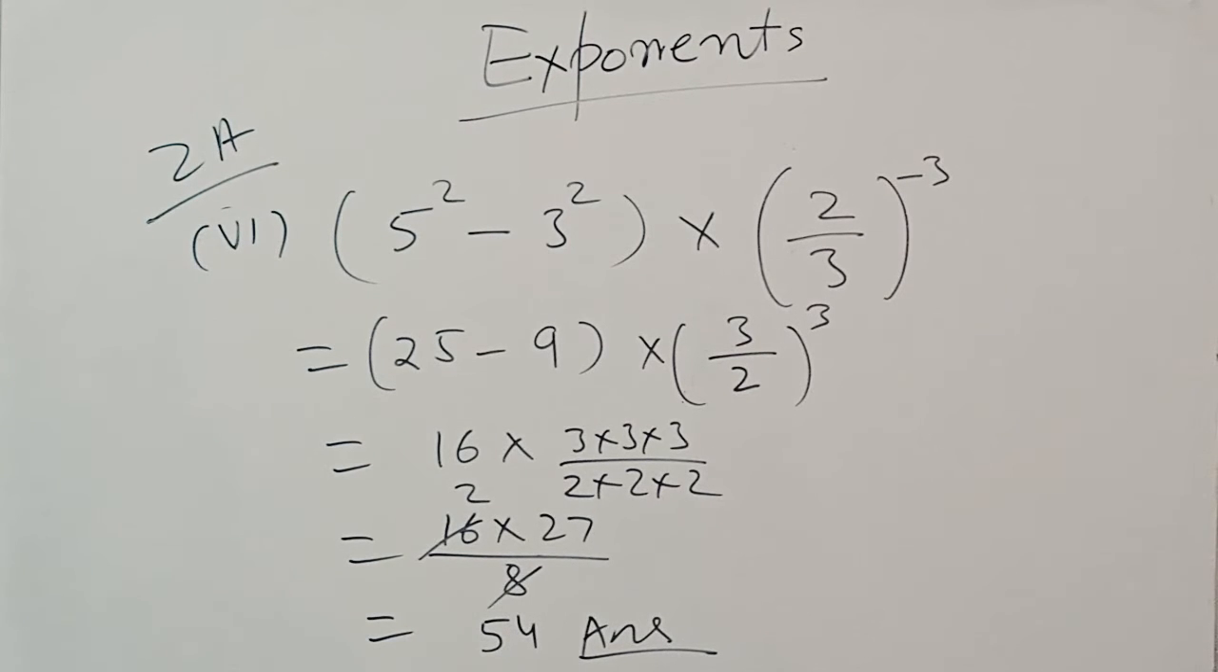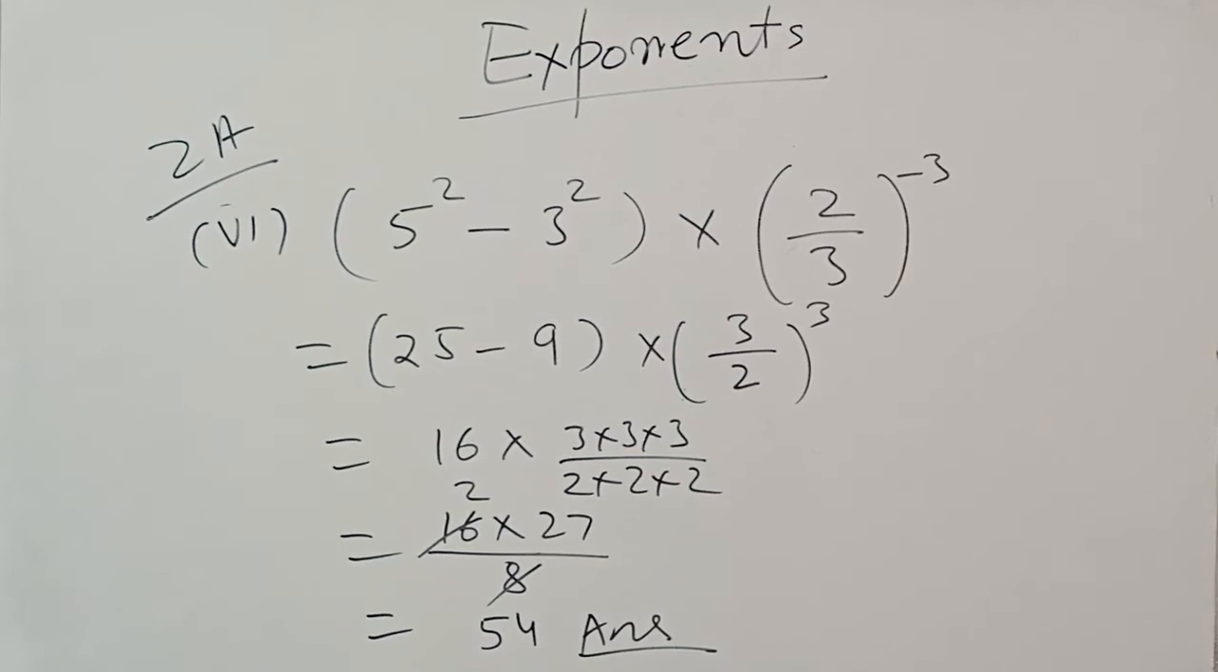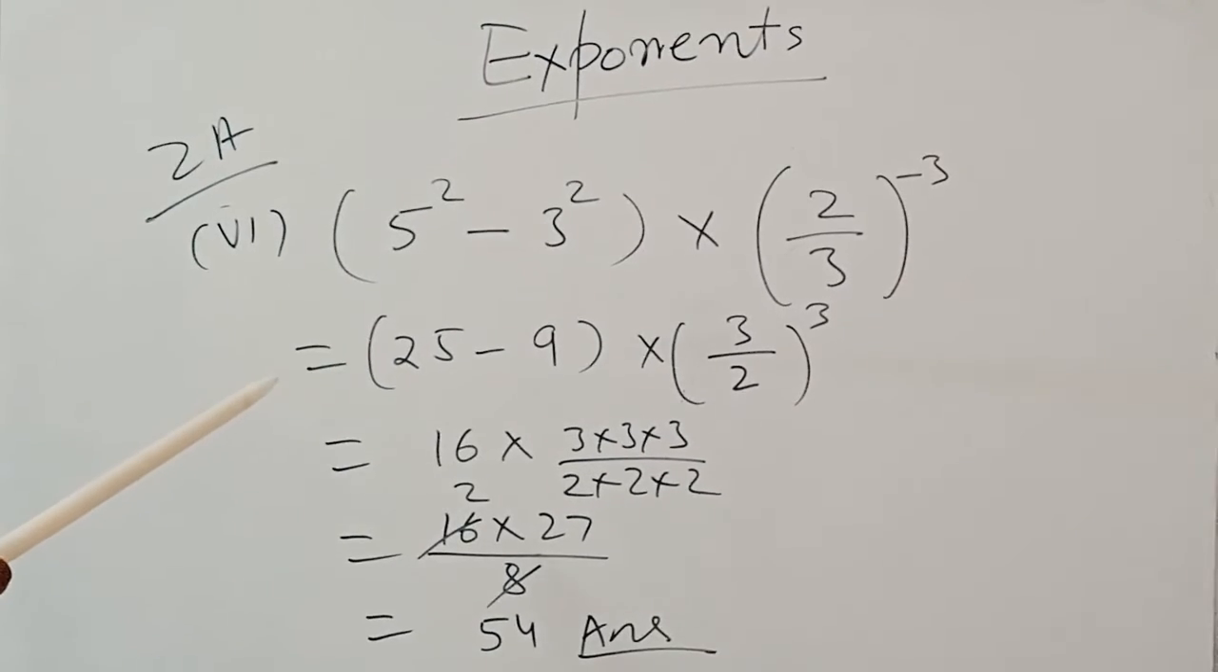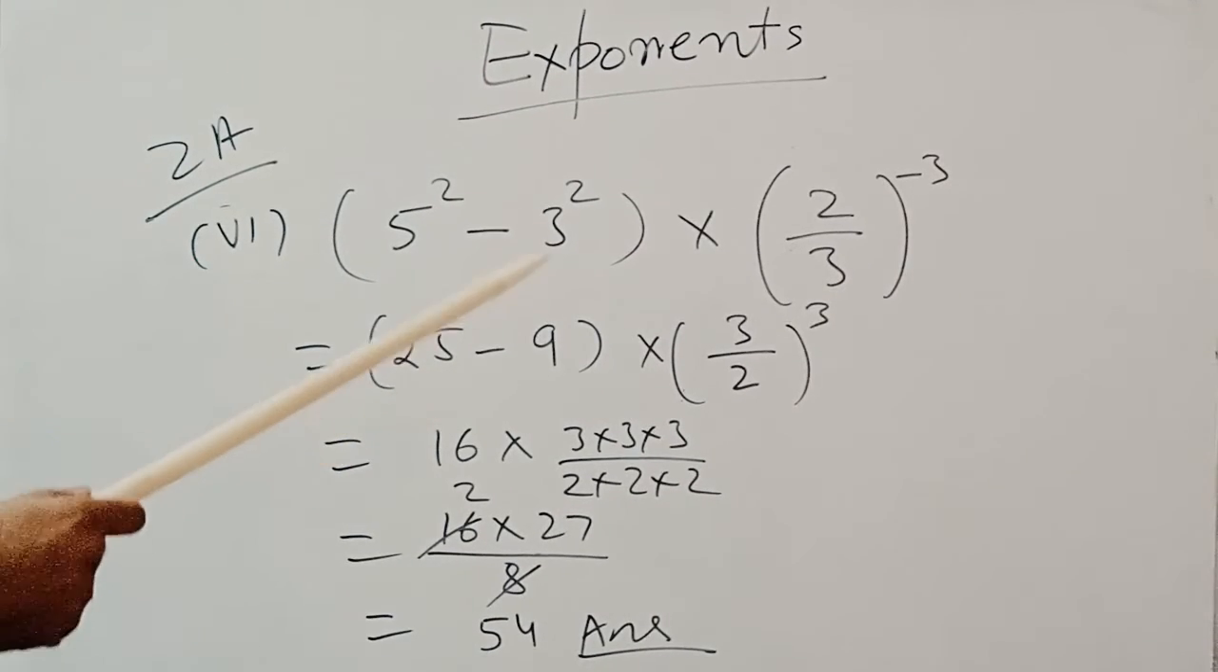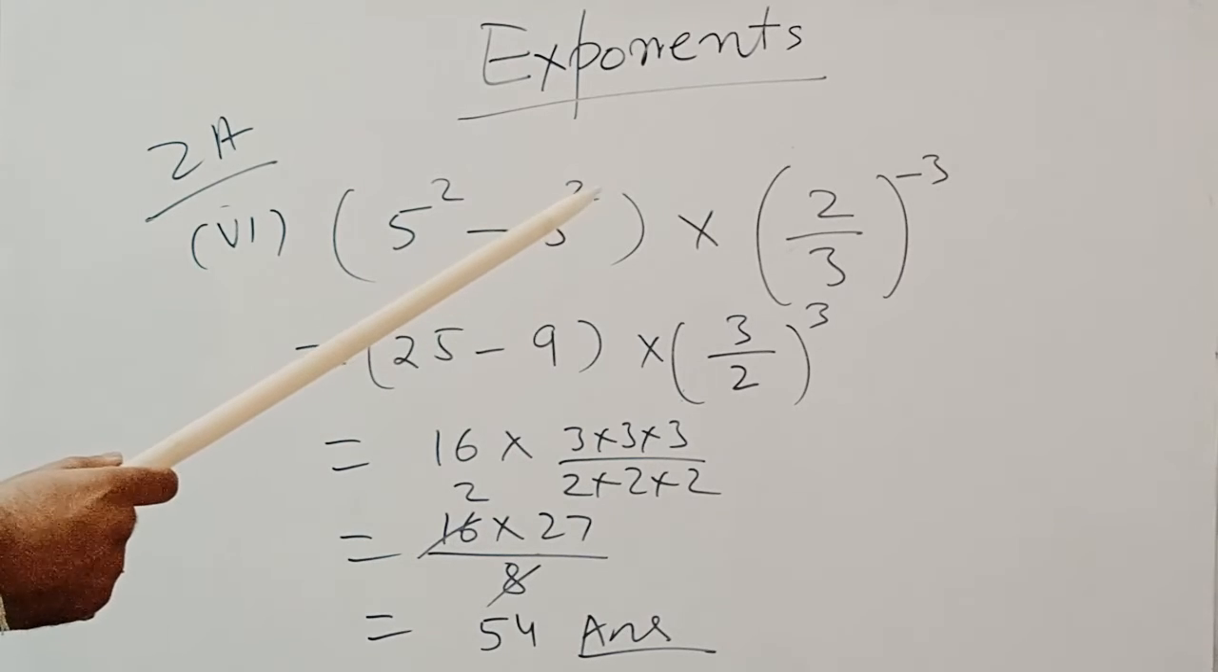Children, I am taking question number 1 part 6, that is 5 square minus 3 square multiplied by (2 upon 3) to the whole power minus 3. So we have to find the value of that. 5 square will give 25 and 3 square will give 9. So 25 minus 9 multiplied by 2 upon 3 to the power minus 3.